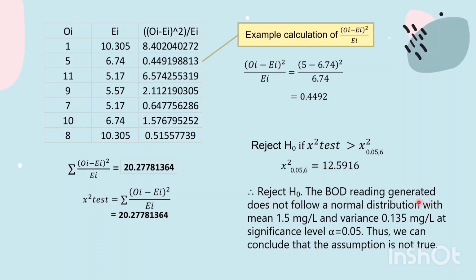The BOD reading generated does not follow a normal distribution with mean 1.5 and variance 0.135 at alpha equals 0.05. Thus, we can conclude that this assumption is not true.